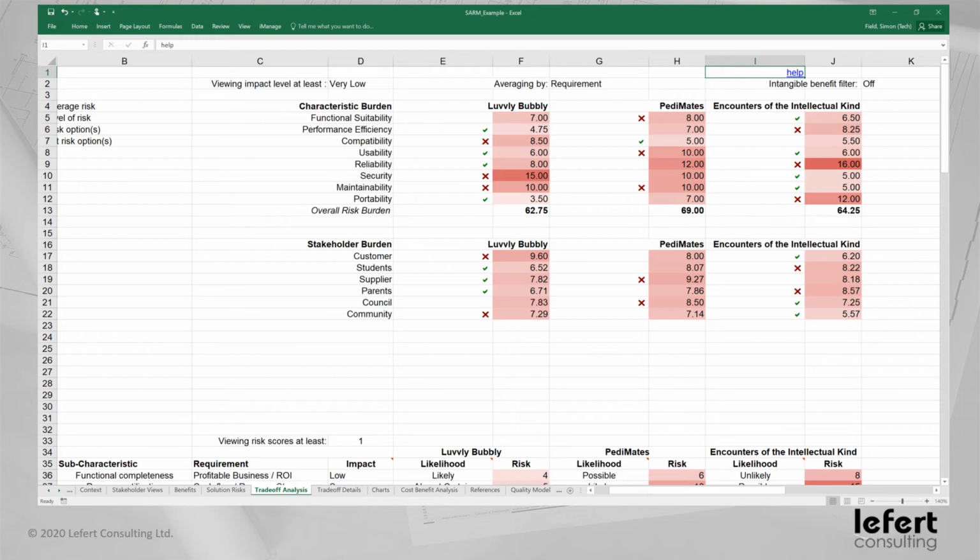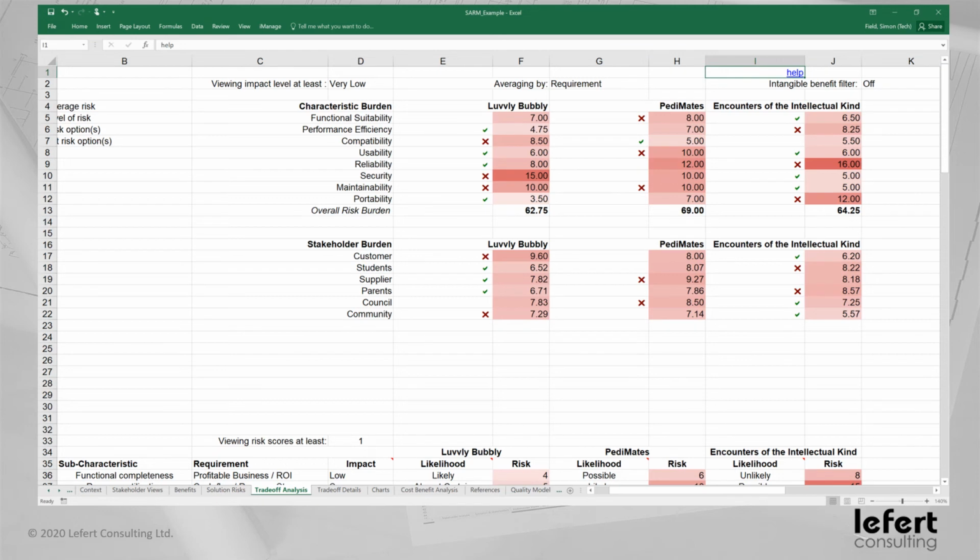Lovely Bubbly has weaknesses in the quality characteristics of security, maintainability, and compatibility, but is strong in efficiency, reliability, and portability. Encounters of the Intellectual Kind has almost the opposite trade-off: strong in security, maintainability, and functional suitability, but weak in efficiency, reliability, and portability. As a result, the two solutions appeal to different stakeholder groups, with Lovely Bubbly being favoured by the supply side, the students, parents, and suppliers, and Encounters of the Intellectual Kind appealing more to customers and the local community.